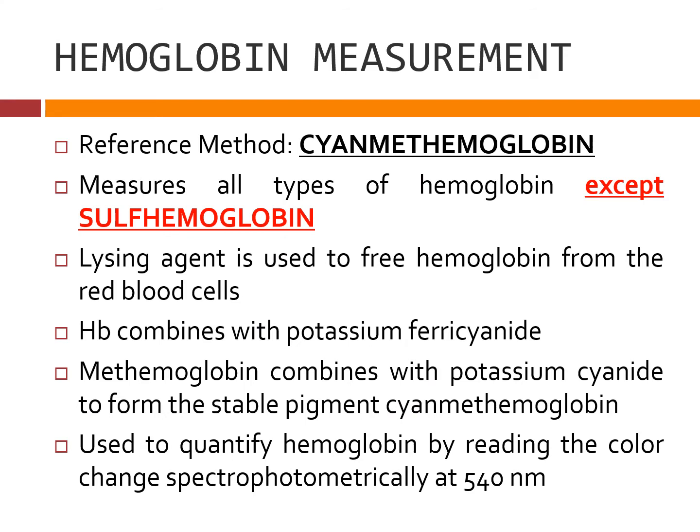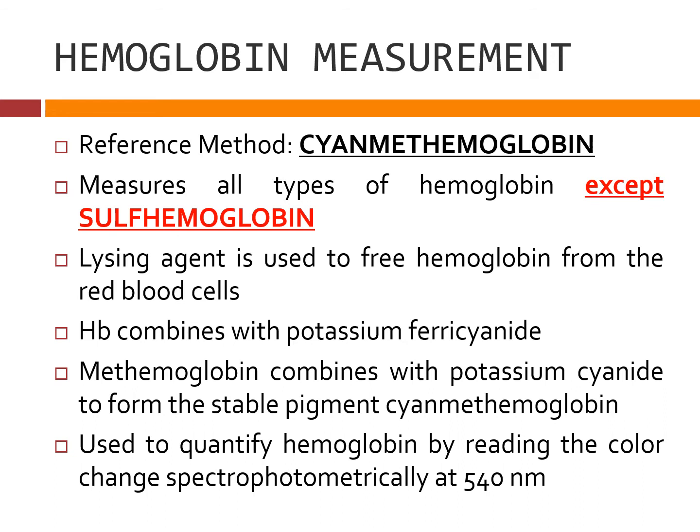So your hemoglobin can be measured through this particular method. By the way, this is the reference method for measuring your hemoglobin. This is called cyanmethemoglobin. This can measure all types of hemoglobin except for sulfhemoglobin. And how do we do this particular procedure? We need to have first a lysing agent to free the hemoglobin from the red blood cells. So we need to lyse our RBCs here.